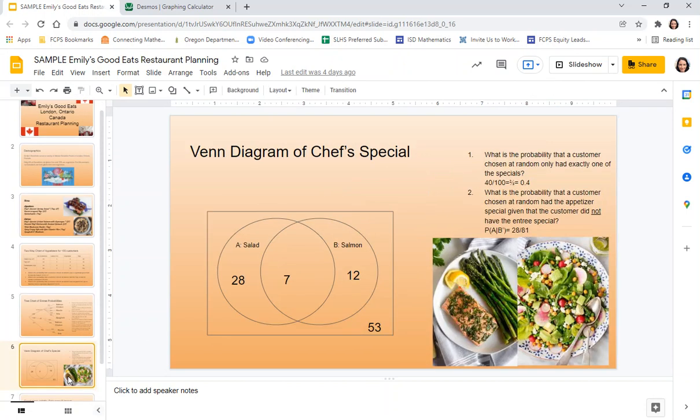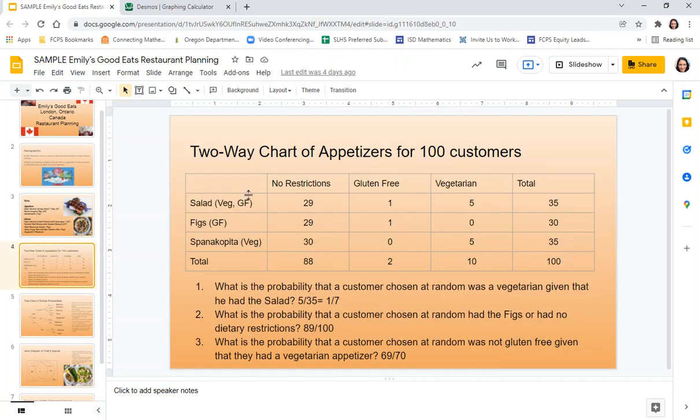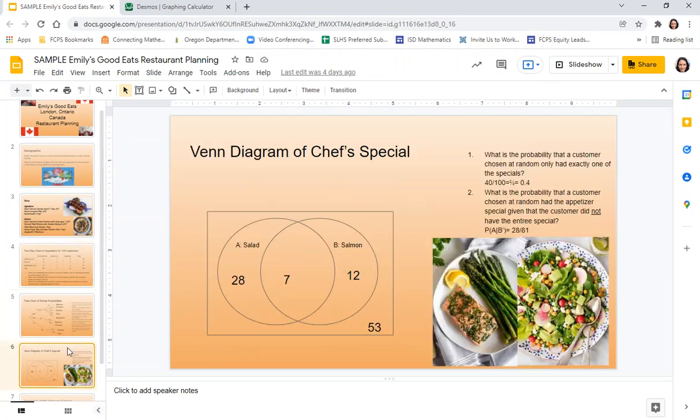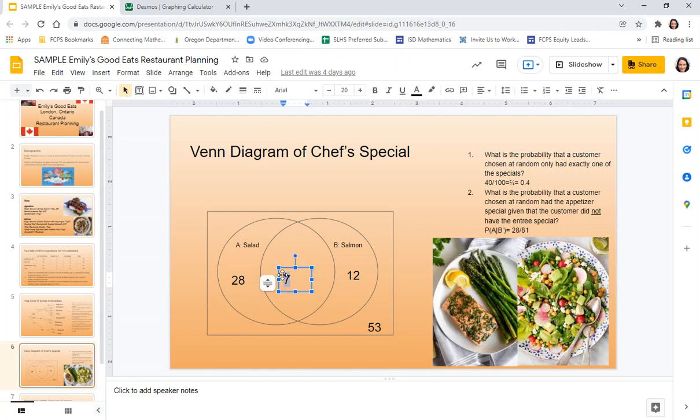All right, the Venn diagram may have been the most tricky one to figure out, so let's look at this together. The one thing that was easy in the Venn diagram was knowing that 35 people had salad, because that is something I already figured out in my two-way chart. I can see that there's a total of 35 people who had salad. However, I didn't know how many were in the overlap here and how many had just salad.